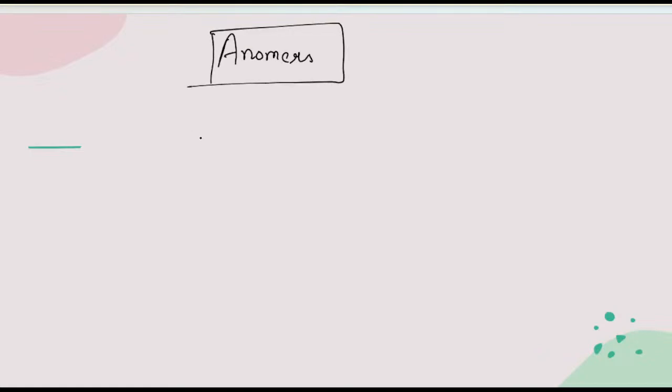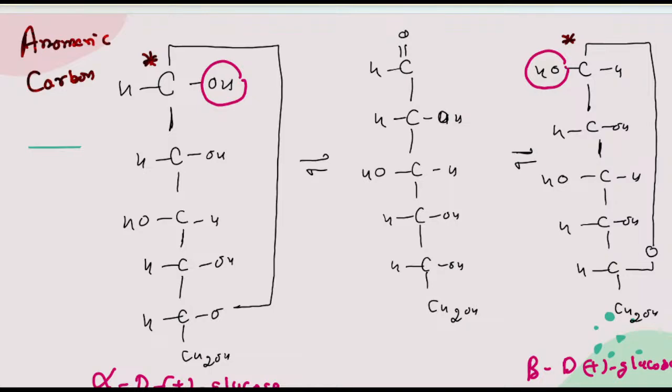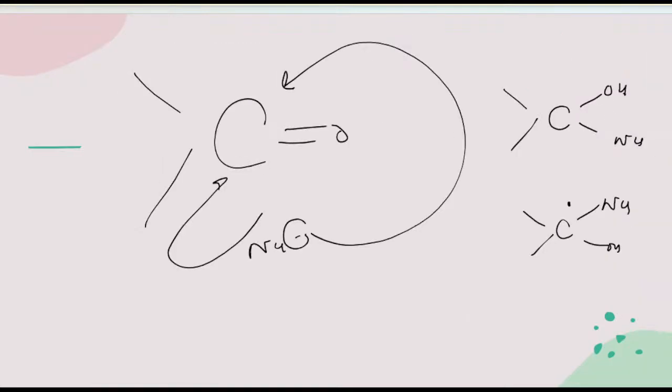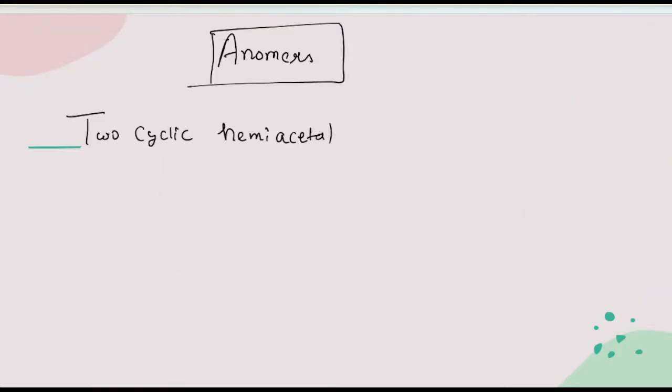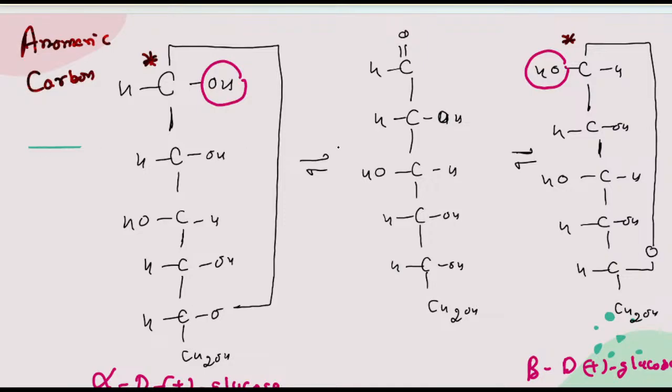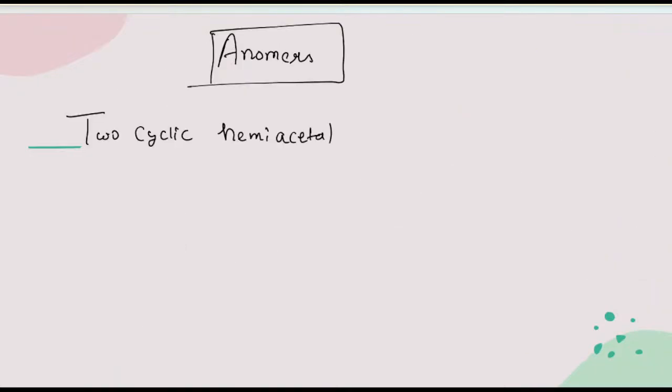What is anomers? Write the definition: two cyclic hemiacetal. I guess this point is very much clear why the name is hemiacetal; I already told you. Maybe we already covered the hemiacetal part. It's not fully acetal because only one portion becomes the ether, so that's why I said ether.